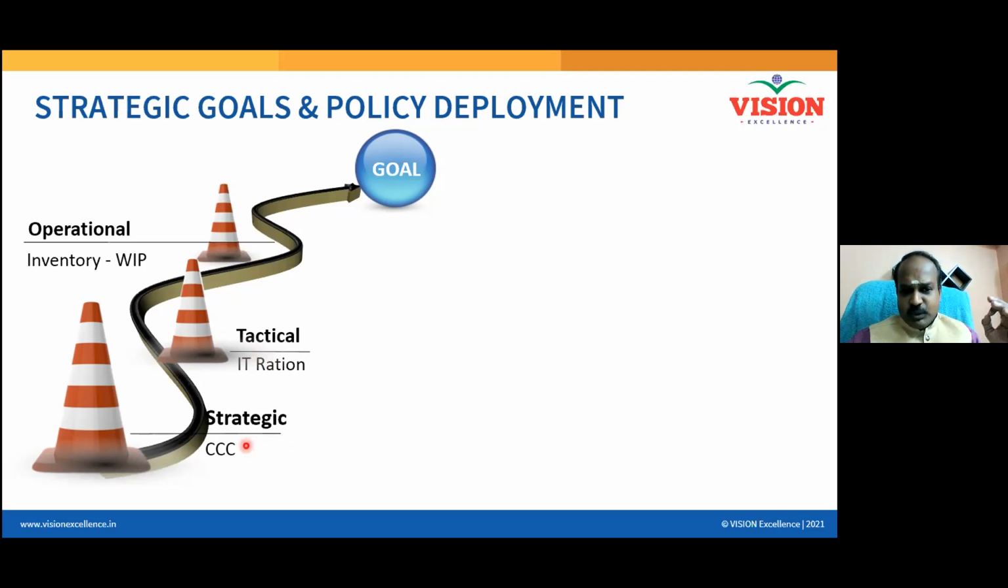The top management goals are called strategic goals. The middle management goals are called tactical goals. And the down level managers' goals are called operational goals. The operational goals are nothing but the Six Sigma projects. So this is how generally organizations realize their goals, right?